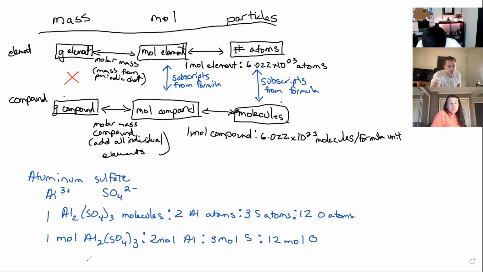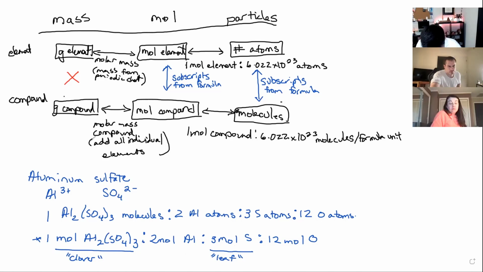So now I've got a conversion factor that allows me to go from the whole thing, like, quote unquote, the clover, to a part, like the leaf or leaves. This second one here is what we're seeing happening between mole of compound and mole of element, the subscripts for the formula unit.